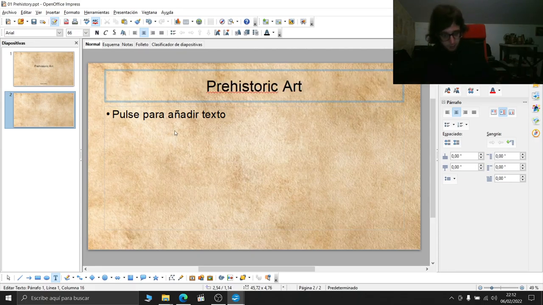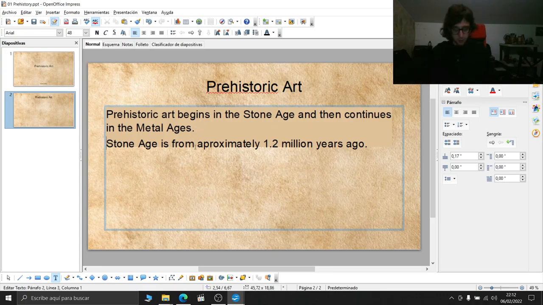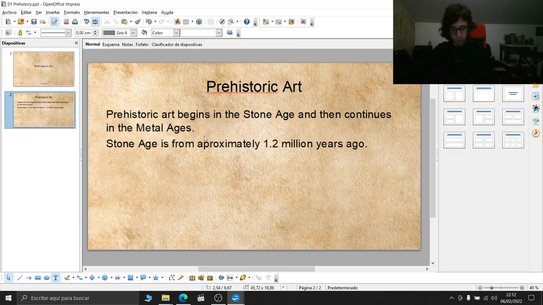Prehistoric art. Prehistoric art begins in the Stone Age and then continues into the Metal Age. Stone Age is from approximately 1.2 million years ago.